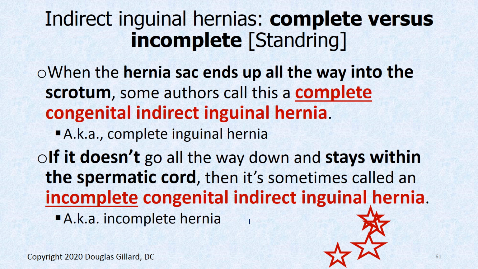Now, Standring is the only book I saw on this, but it's a board book, so I kept this in here. The concept of complete and direct inguinal hernia versus incomplete. So if the hernia sac ends up all the way in the scrotum, some authors like Standring, and that's the big, thick Gray's Anatomy, kind of the Bible of all anatomy books, she calls that a complete congenital indirect inguinal hernia, or just a complete inguinal hernia. If it stays up higher and doesn't make it all the way into the scrotum, then it's an incomplete congenital indirect inguinal hernia.